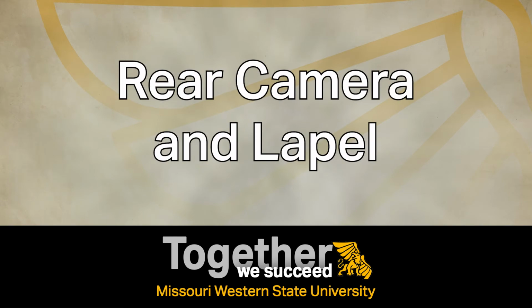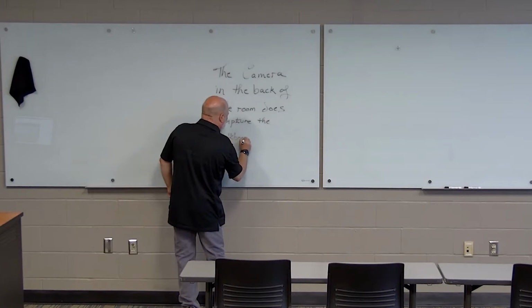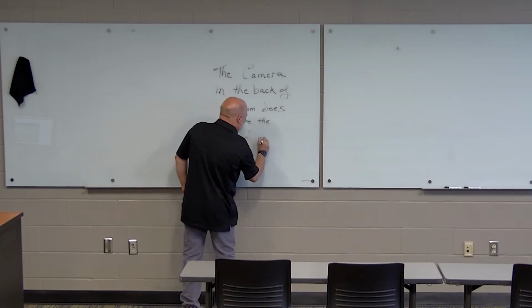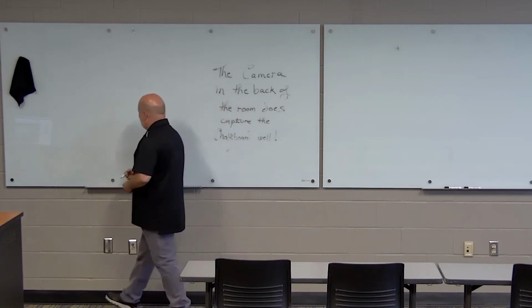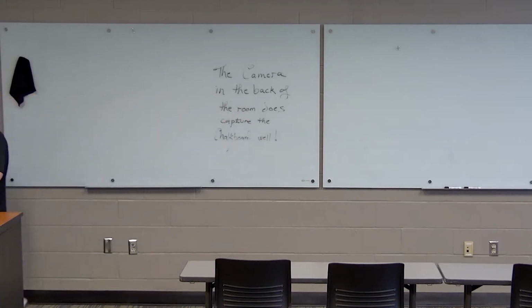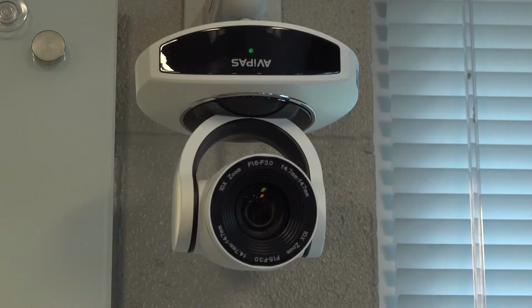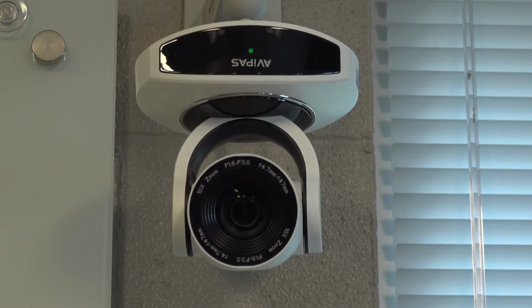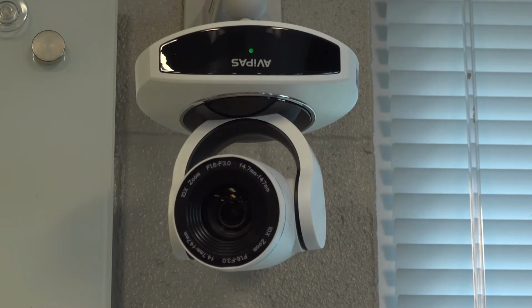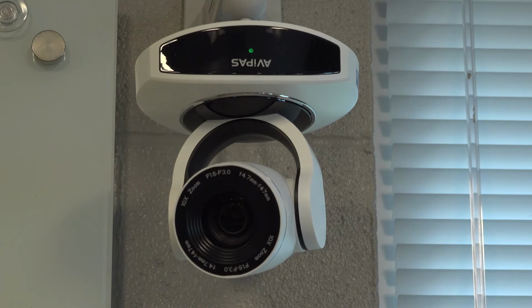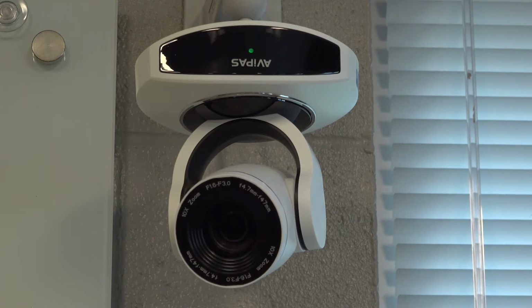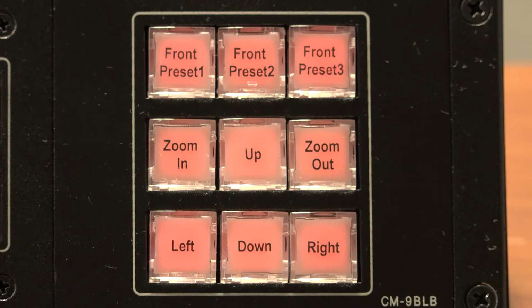Rear camera and lapel. These rooms are the most capable rooms on campus. They are set up to capture as much of the front of the room as possible, but will be able to capture handwriting on the chalkboard as their primary concern. A few of these rooms have PTZ, pan, tilt, zoom options on the control panel for more close-up or wide shot options. Check the control panel for presets to see what quick options may be available for your specific needs.